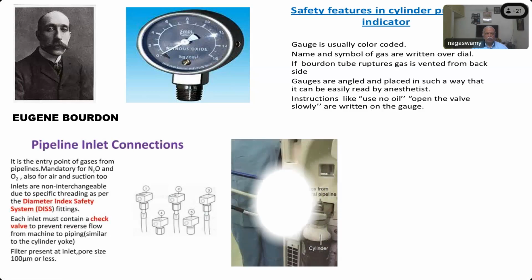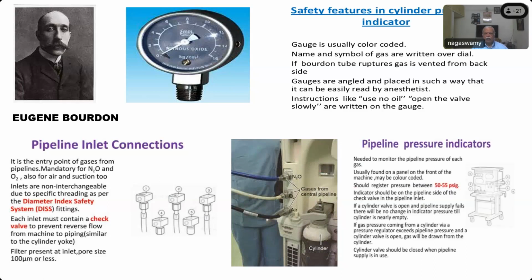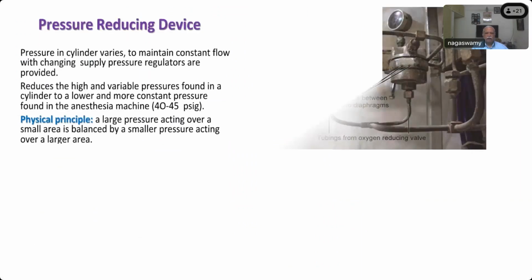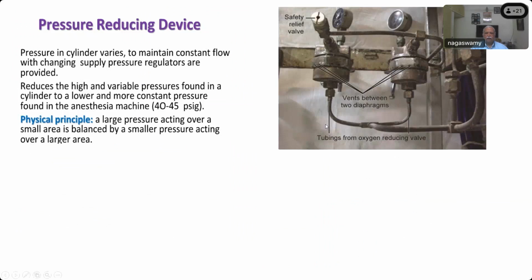And these are all the various pipeline connections. This is the backside of your workstation, where you can get the nitrous oxide, oxygen, and air connected from the central supply, as well as a spare cylinder attached. This is a pressure reducing device. This is how the old machine pressure reducing devices look, and there is a vent here so that any excess pressure will leak out through that. And there is also a safety relief valve here after it comes out.